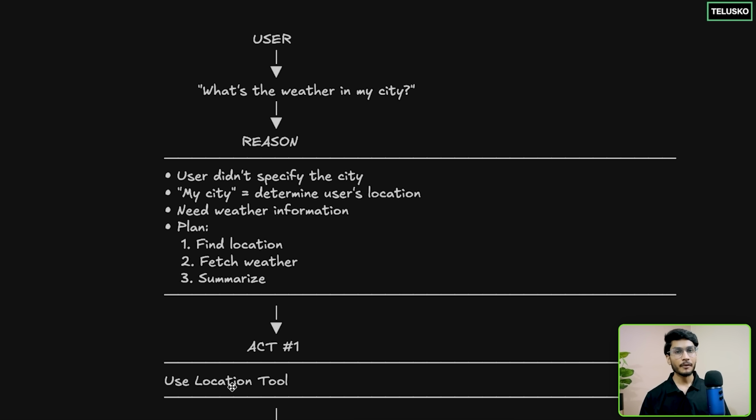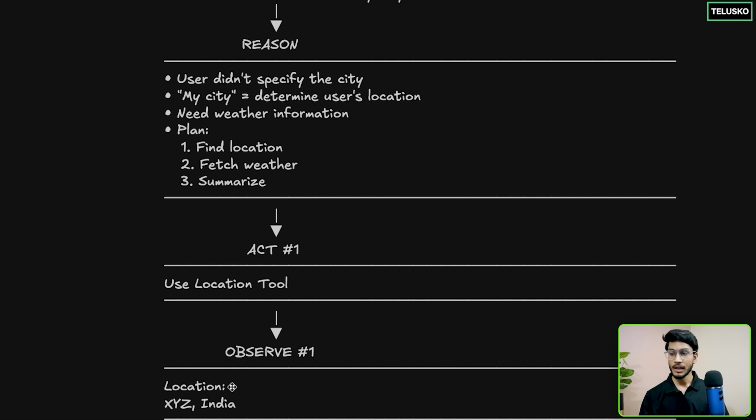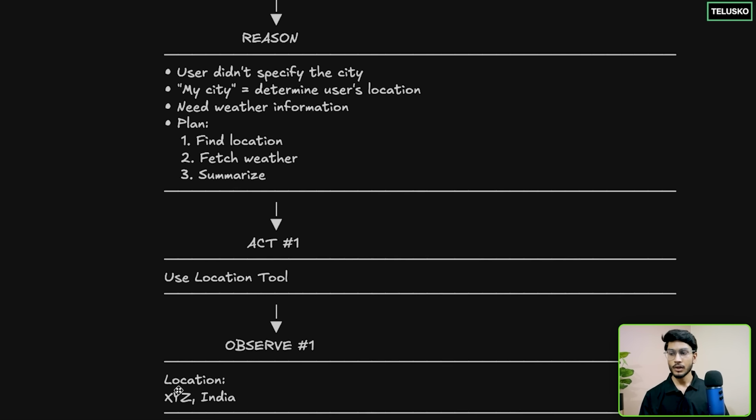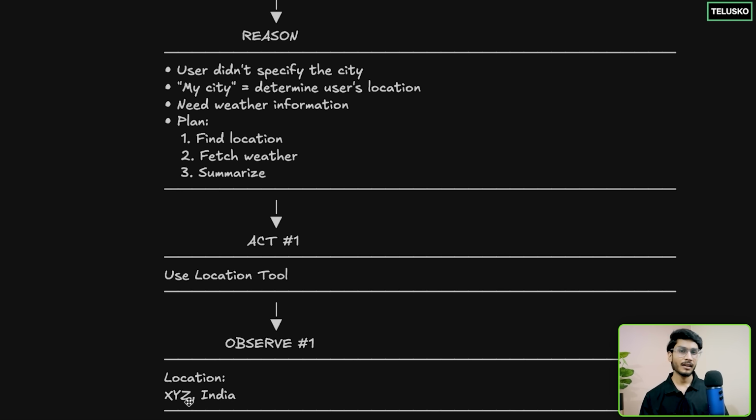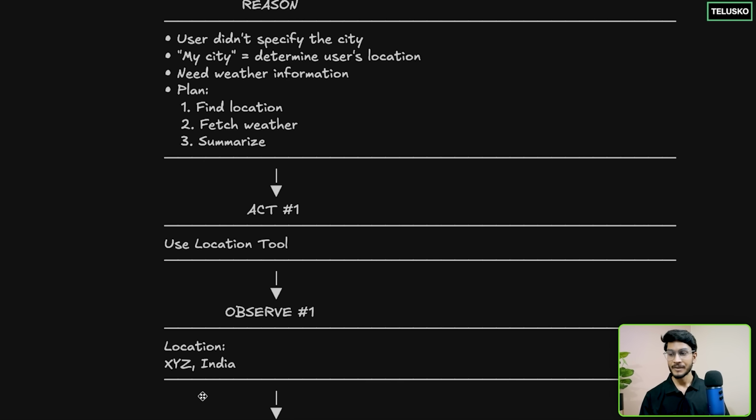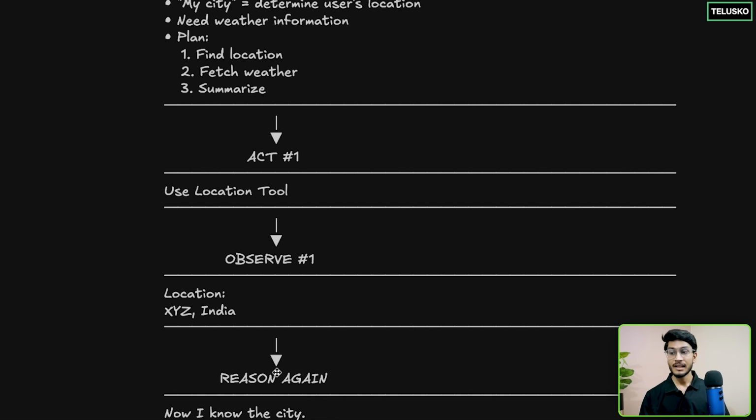So it will take the help of tools, as we discussed before. That act basically takes the help of tools through which it will get access to the external resources. So here also, it will take the help of the location tool and it will observe that the location is XYZ, the name of a city in India. And once it is done, it will reason again.